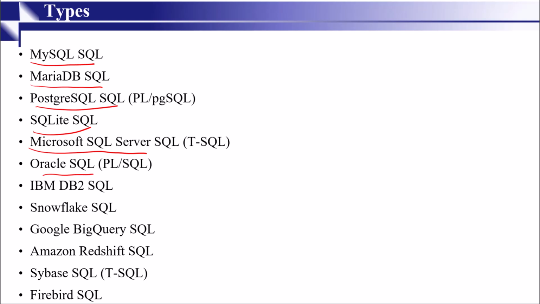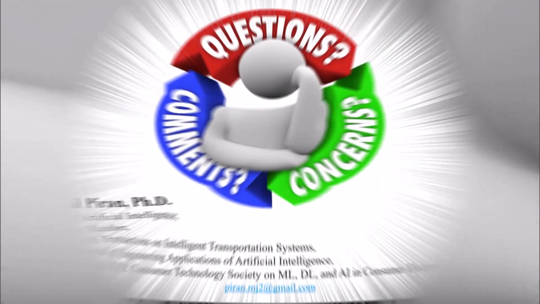Then we have Oracle SQL. Oracle PL/SQL combines SQL with procedural constructs like packages and triggers, and it is optimized for large-scale enterprise applications. Then we have IBM SQL, Snowflake SQL, Google BigQuery SQL, Amazon, Sybase, and Firebird. These are different dialects of SQL.